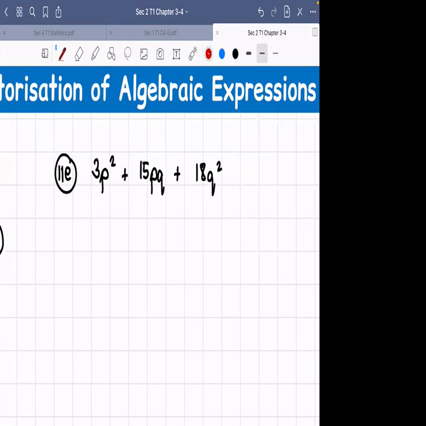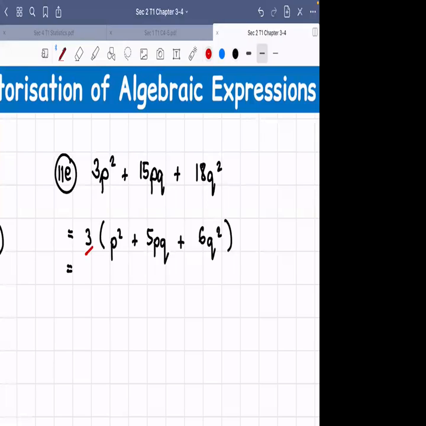So this is equal to 3 times p squared plus 5pq plus 6q squared. All right, there you go. And then how do we factorize this? I'll keep 3 here first. I'll deal with that later. How do we factor this?